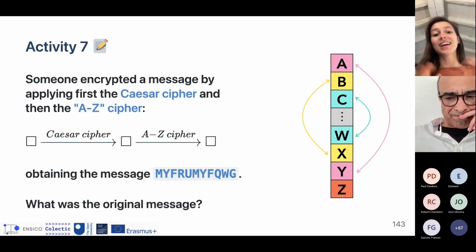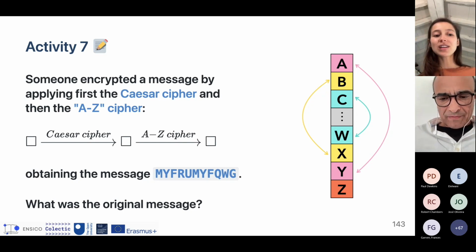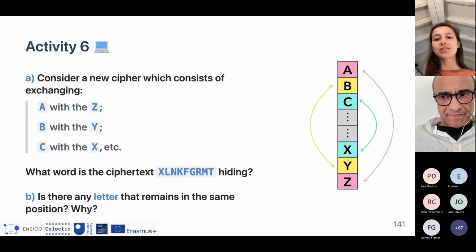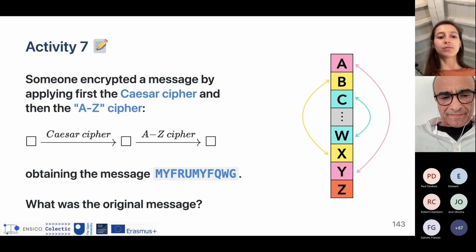Last but not least, and this is a real challenge. Someone encrypted a message by applying first the Caesar cipher and then the AZ cipher. So first you move each letter forward one position, and then you exchange the letters with this cipher. So we do one thing first and then the other. And that person got this weird message. So what was the original message?